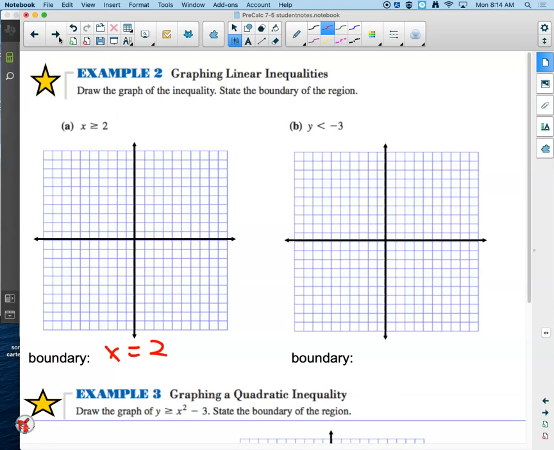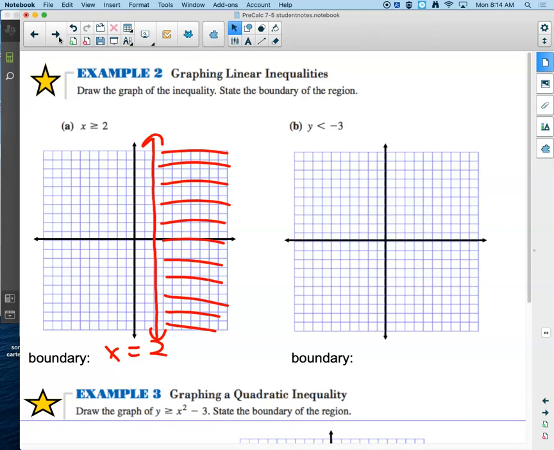But I stopped myself because I want to think, well, dashed or solid? Which should it be for this one? Yeah, this is solid. It has an equals bar. And for this one, I don't think most of us would test a point. We'd look at that and say, well, I know where the x's are going to be greater than 2. They're going to be to the right of this. So we'd shade this way. And we've got it.